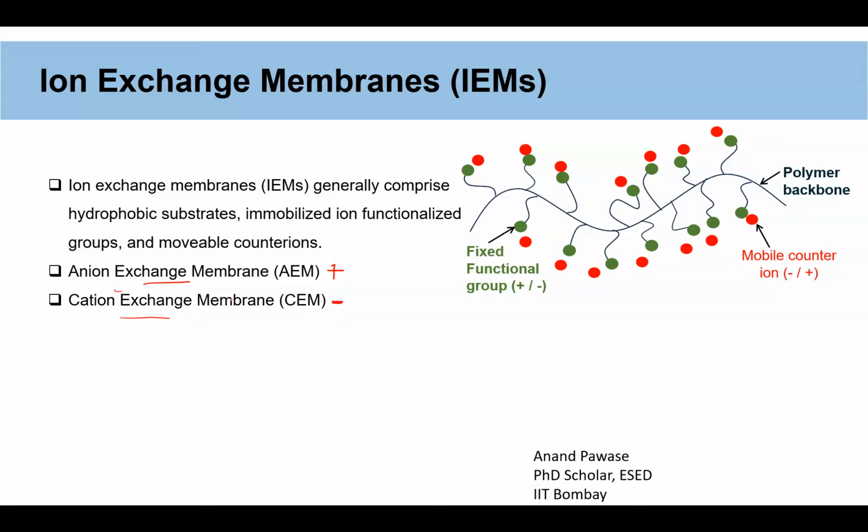So here you can see, this is the polymer chain, and this is called the polymer backbone. And here there is a functional group, fixed, one charge is fixed. In an anion exchange membrane or cation exchange membrane, in the polymer backbone one functional group is there with a fixed charge, which can be positive or negative depending on whether it is an anion exchange membrane or cation exchange membrane.